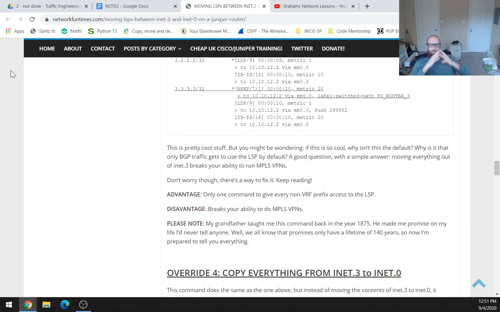This is pretty cool stuff, and you might be wondering, if this is so cool, why isn't this the default? Why is it that only BGP traffic gets to use the LSP by default? A good question with a simple answer. Moving everything out of inet.3 breaks your ability to run MPLS VPNs. Don't worry though, there's a way to fix it. Keep reading. Advantage: only one command to give every non-VRF prefix access to the LSP. Disadvantage: breaks your ability to do MPLS VPNs.